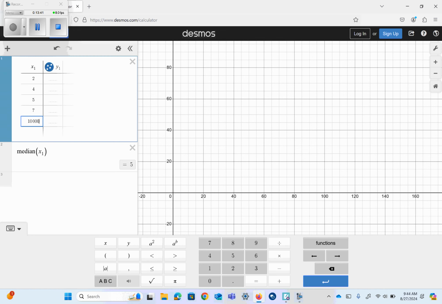If I had an even number of numbers, you would take the two middle pieces of data, add them together, and divide by 2. Or if you did it on Desmos, Desmos will do it for you. Yay for Desmos. Okay?